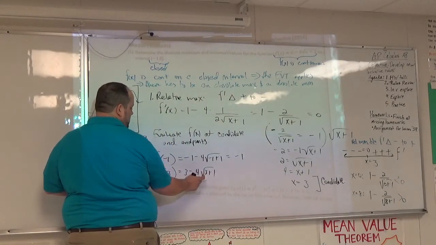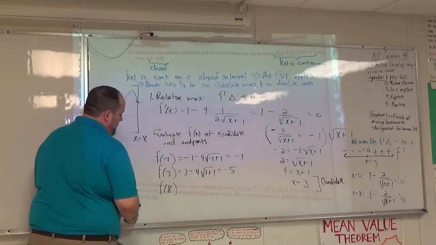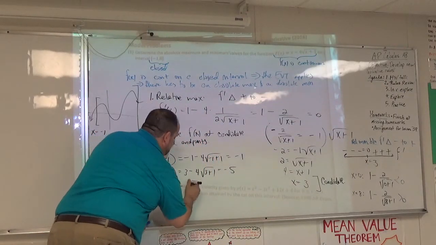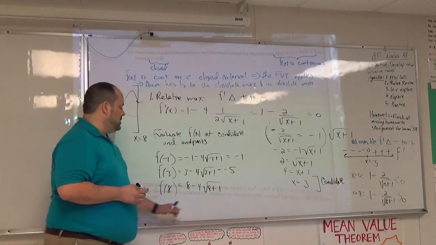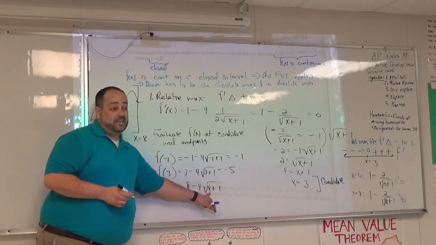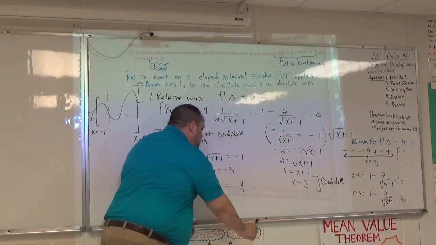3 plus 1 is 4. Square root of 4 is 2. I think that's -5. F of 8 is 8 minus 4 times the square root of 8 plus 1. 8 plus 1 is 9. Square root of 9 is 3. Times 4 is 12. So that's -4.